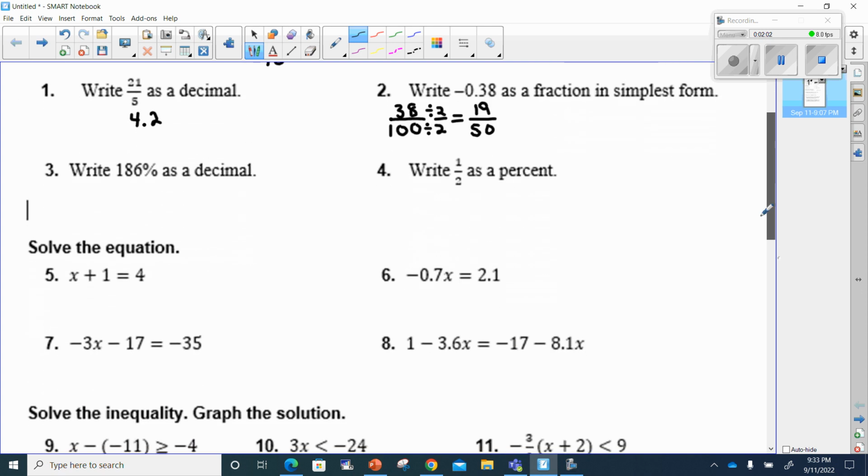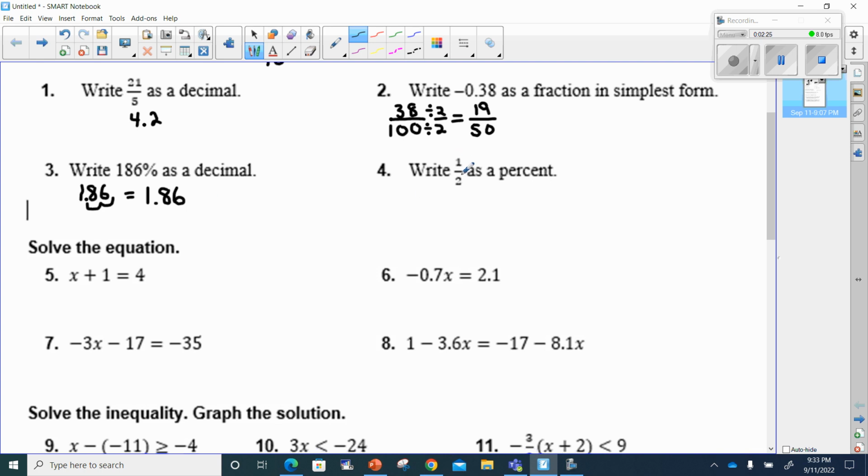Let's go to number 3. Write 186% as a decimal. Well, to write this as a decimal is pretty easy. We get rid of the percent sign, right? And we move our decimal over twice. That means this is equal to 1.86 as a decimal.